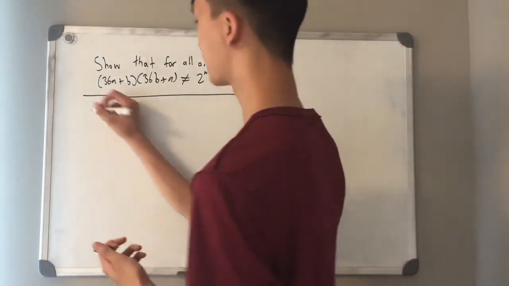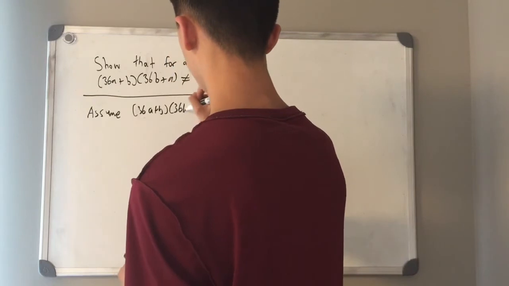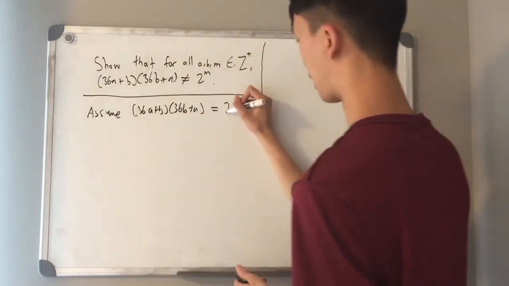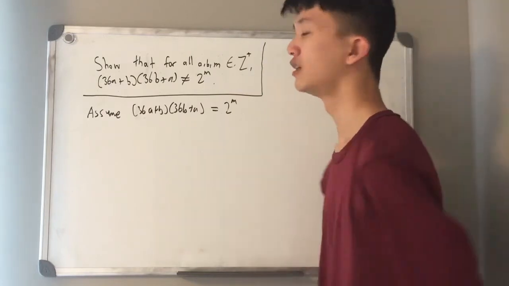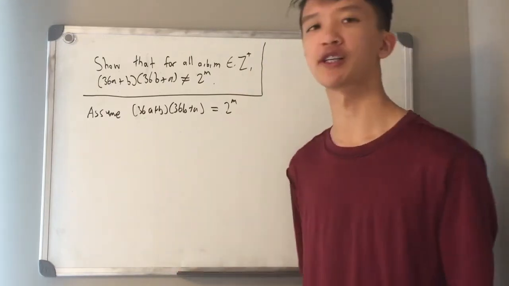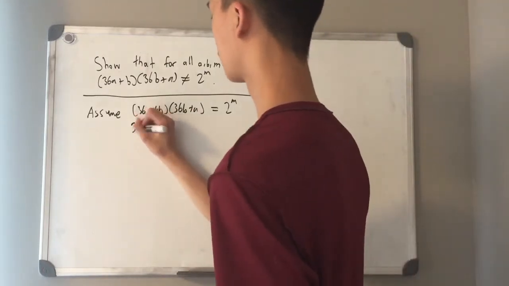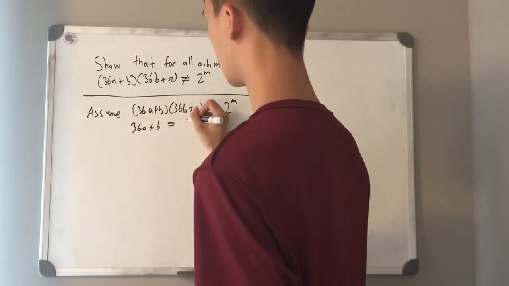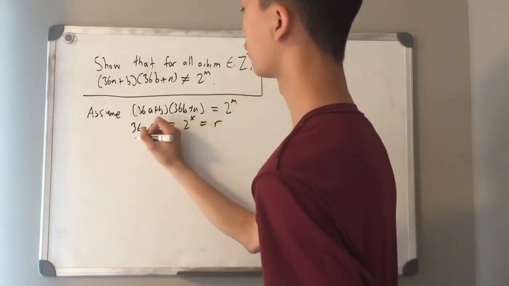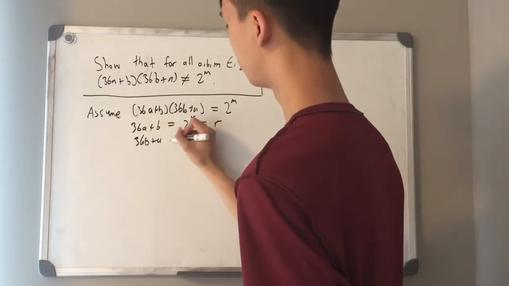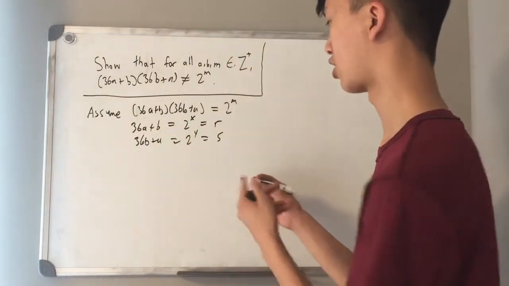So first, let's assume (36a plus b) times (36b plus a) is equal to a power of 2. Well, in that case, since 2 is the only prime factor of this, that means that 36a plus b and 36b plus a are also powers of 2. So let's let 36a plus b be equal to 2 to the power of x, which is also equal to r. Let's also let 36b plus a be equal to 2 to the power of y, which is equal to s. So first, let's consider r over s.